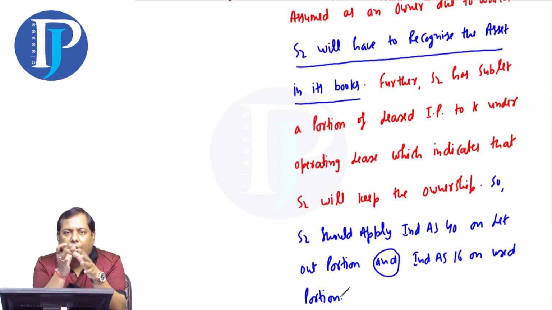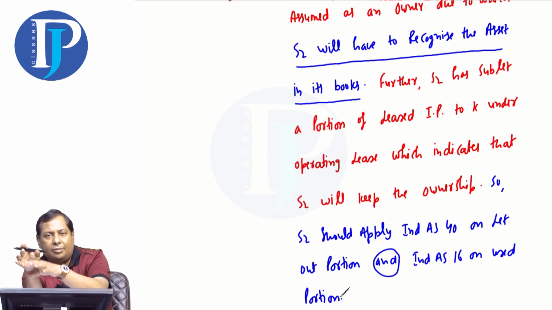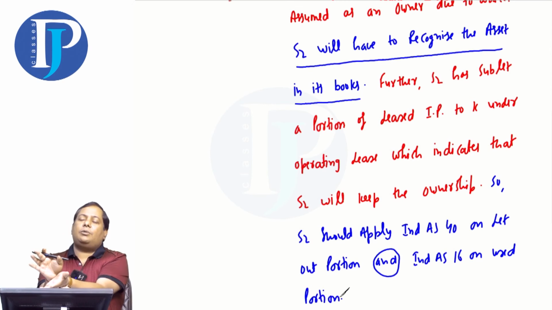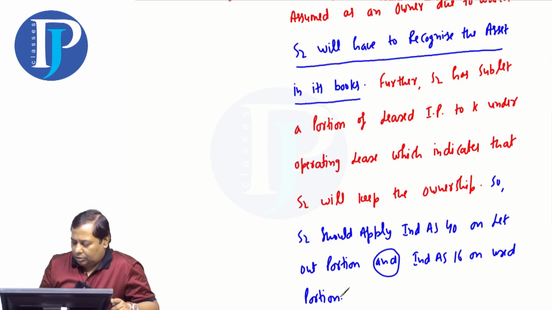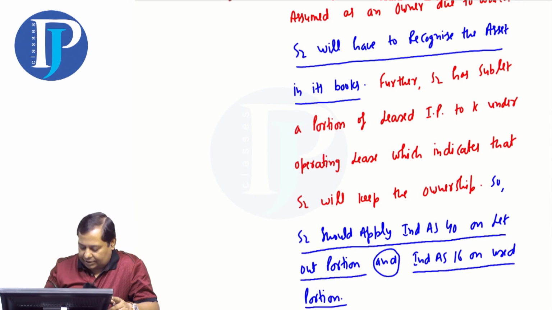The property was taken from S1 and was given to S2, who became the assumed owner. We asked him what he would do. He says, I will rent out one part. In Ind AS 40, what happens to the property he won't rent? He'll use it. That portion is being rented out by him. Put Ind AS 40 on it. Apply Ind AS 16 to the used portion.